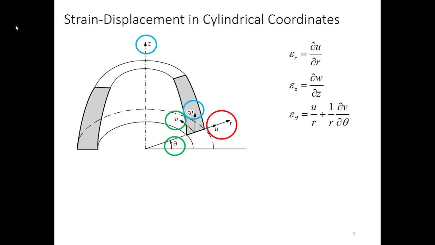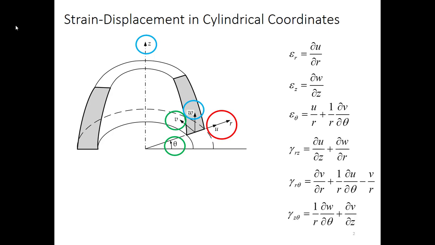But for epsilon theta, we actually pick up a non-derivative component here. u over r is part of the strain in the theta direction. And this makes sense. If we increase the size of something that is defined by cylindrical coordinates, so we move in the radial direction, what we're really doing is expanding. So we're generating hoop strain. That's what that term represents. In addition, we have three shear strains that are associated with the cylindrical coordinates.